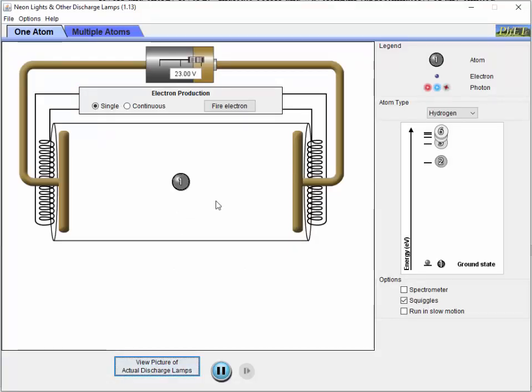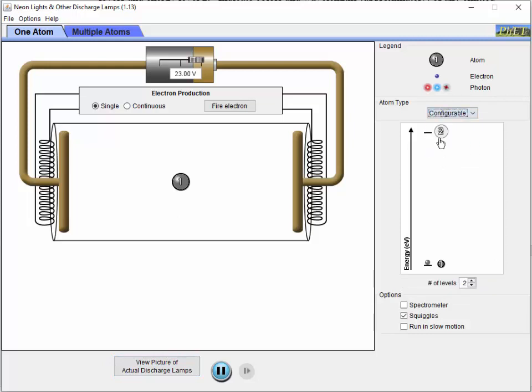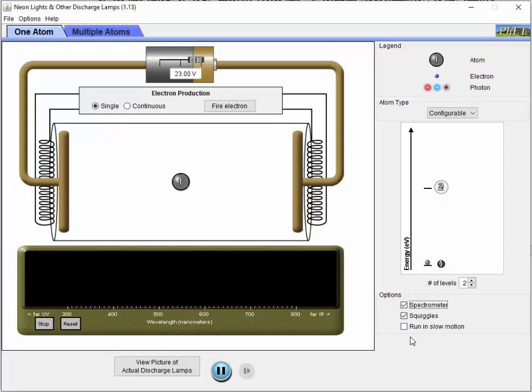So let's pop open the simulation, and it will default to hydrogen. We're going to go to just a configurable atom, and we're going to lower the energy level as such. Now, I do want you to click open the spectrometer, and I tell you to go in slow motion, but I'm not going to for the sake of brevity.